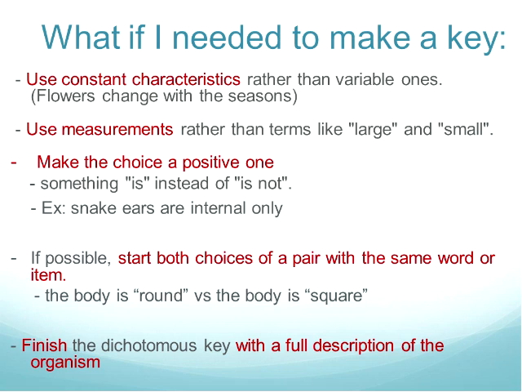Next. Okay? So if you need to make a key, you have to basically use very, very specific characteristics. For example, is it flowers? Does the flowers change during the season? Very broad things that are universal, not very specific. Does it have a black spot right there on the 3rd leaf? That's not broad enough.